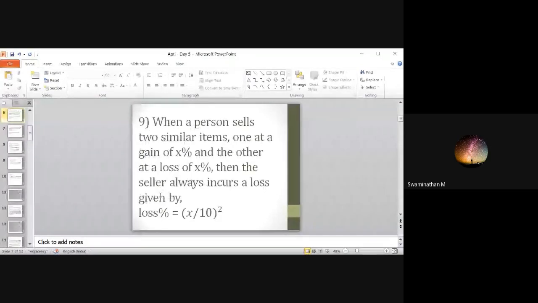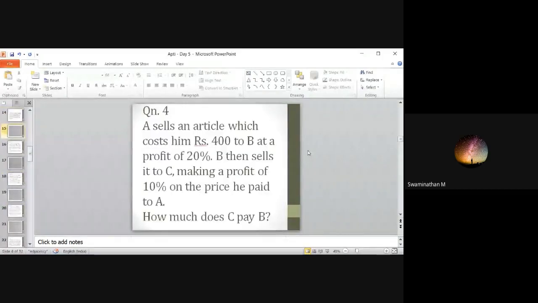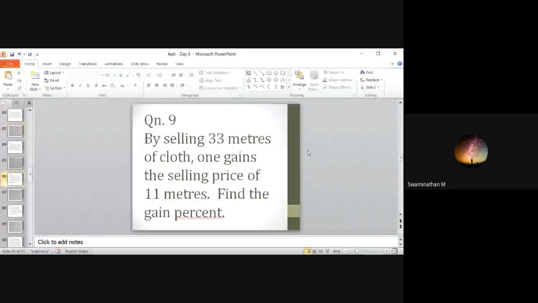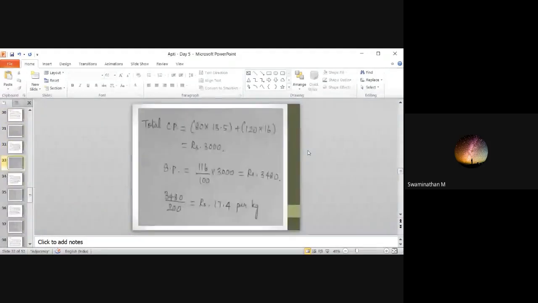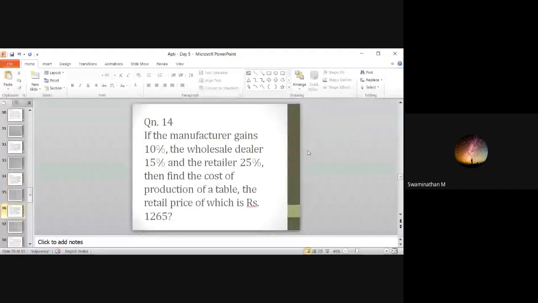When a person sells two similar items, one at a gain of X% and the other at a loss of X%, then the seller always incurs a loss given by loss percent equal to (X by 10) the whole square. So understood? It's not zero. Here it's not zero.